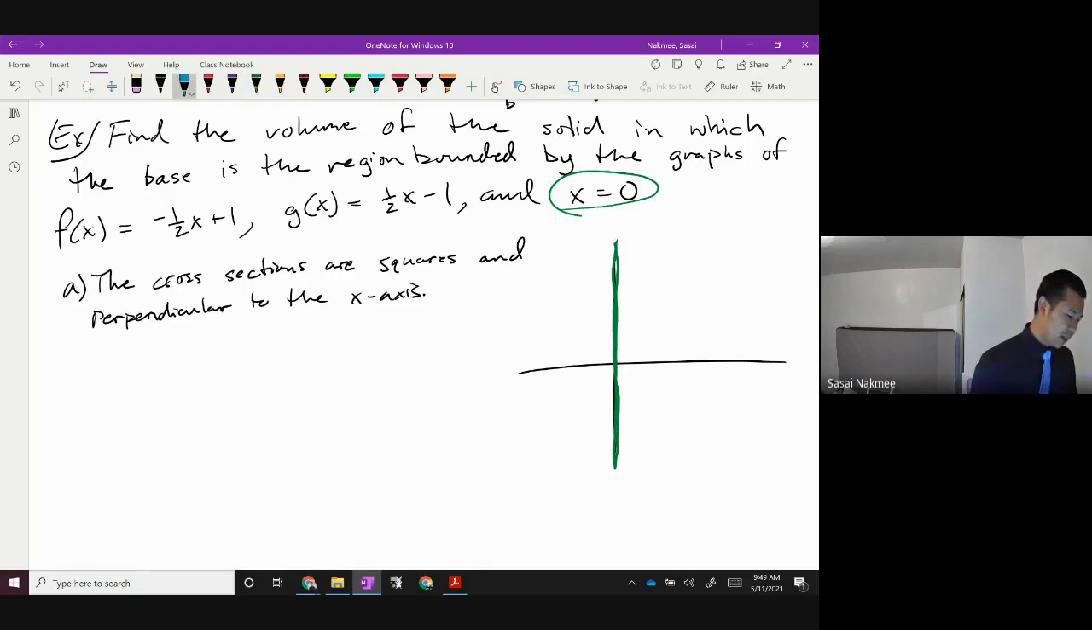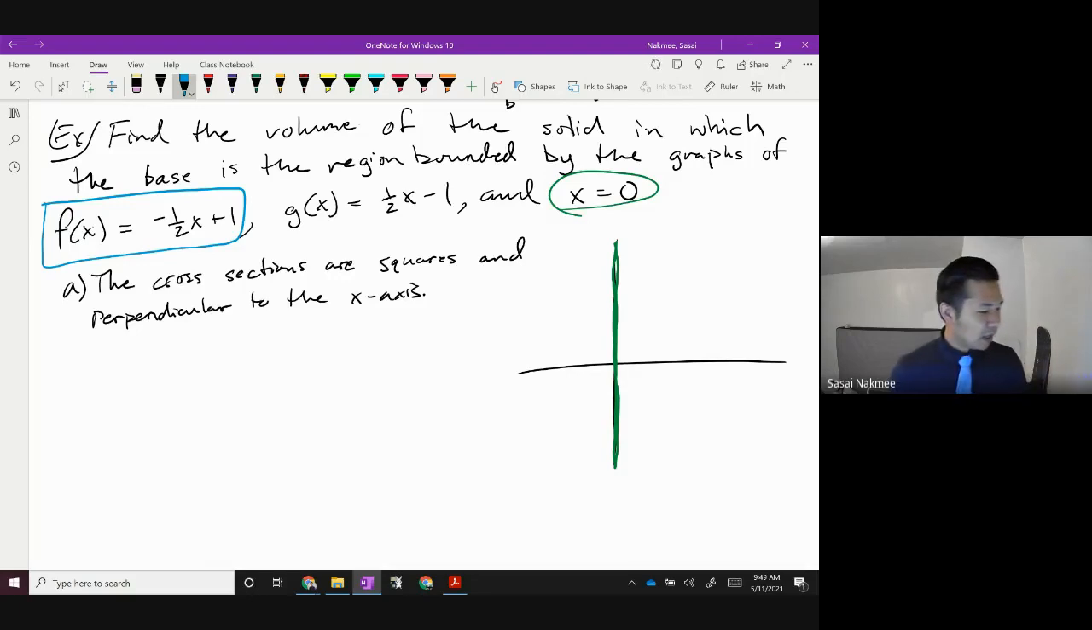Let's go with the next one. Let's do this one in blue. Let's say f of x is equal to -1/2 x plus 1. That's a linear line that goes up at the y-intercept of 1, right? And then it goes down 1 and over 2. So about there. So that's just this line right here.